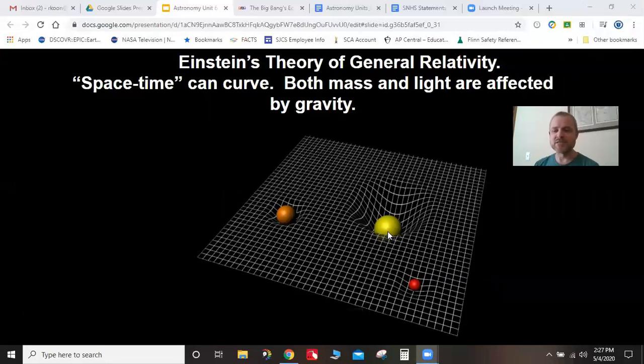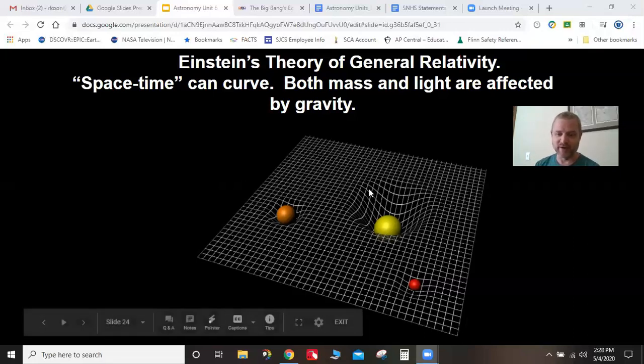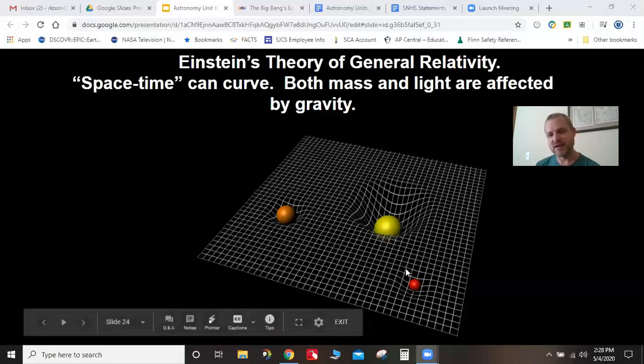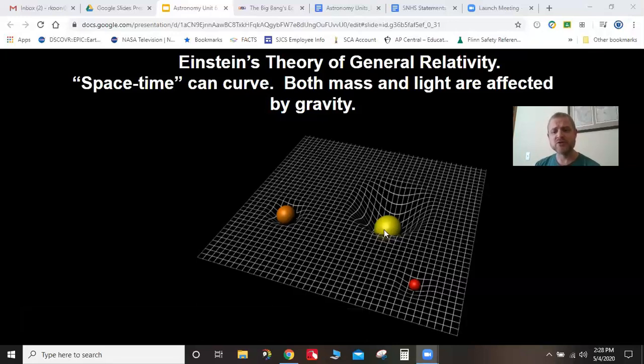Now, obviously, this creates gravity, something that falls into the sort of well of the yellow marble. Say this is Jupiter, would fall into Jupiter. But it also affects the light. Light will bend around space-time like a marble kind of bending around the curvature of the gravity well. So this is true. Light actually does slow down when gravity gets stronger.